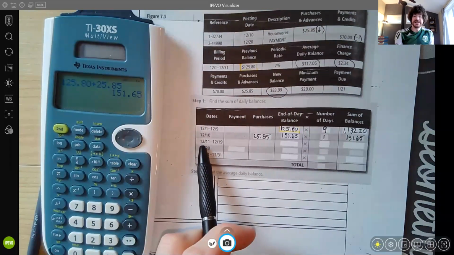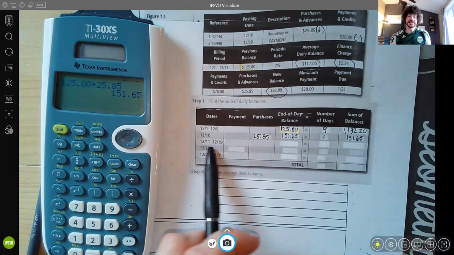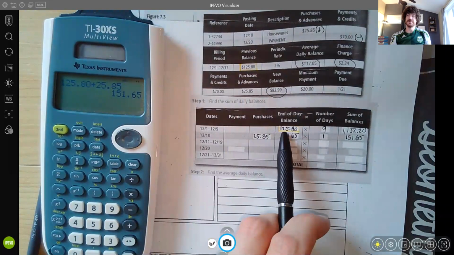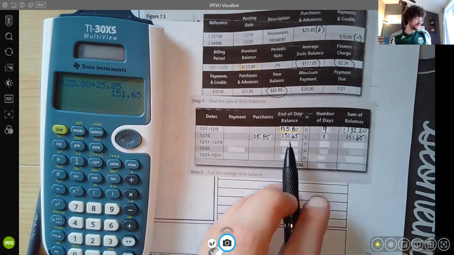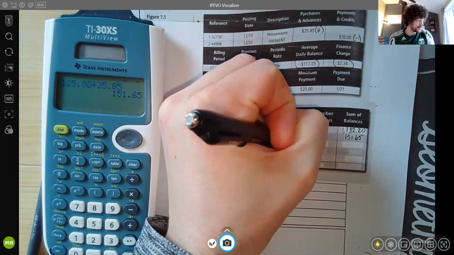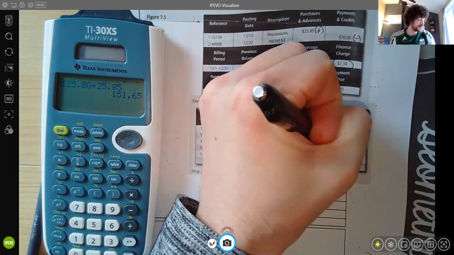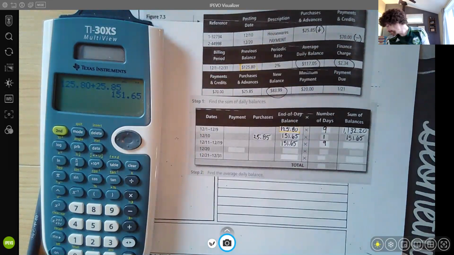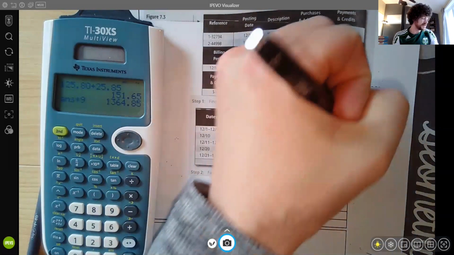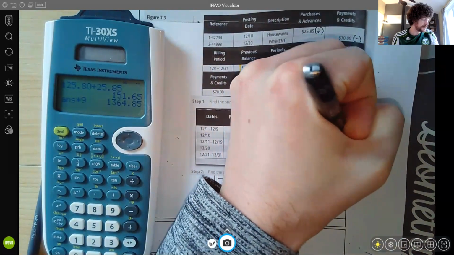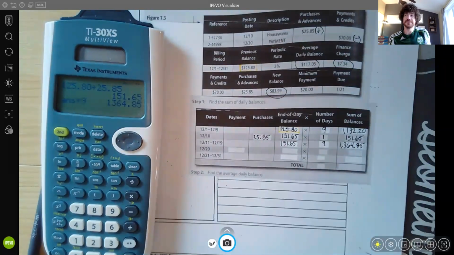Now on the 11th through the 19th, nothing happened because the next thing that happened was on the 20th. So this next part is going to be just like what we did on the first 9 days of the month. Our end of day balance is still going to be this 151.65, but it's another 9 days in a row of it being exactly that. So that's another 9 that goes there. We take our 151.65, multiply that by 9, and we get 1,364.85.